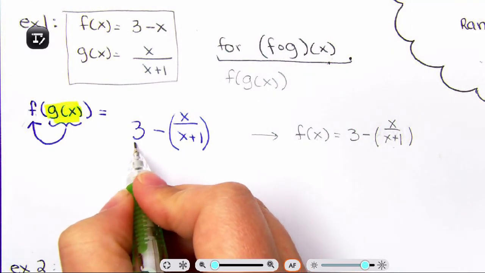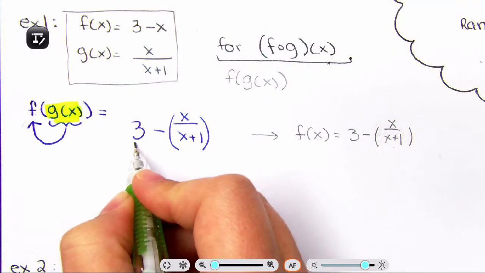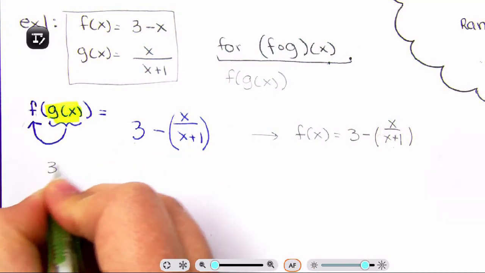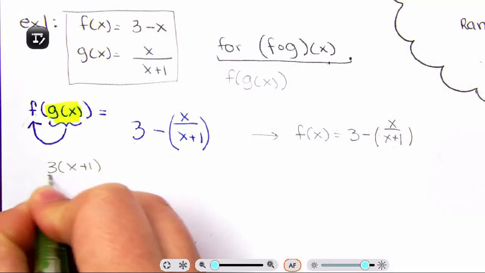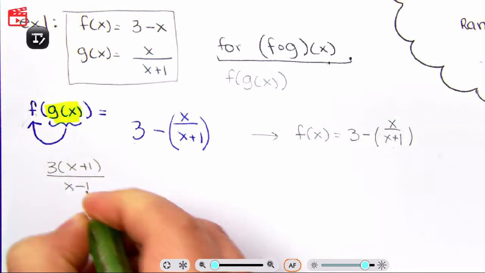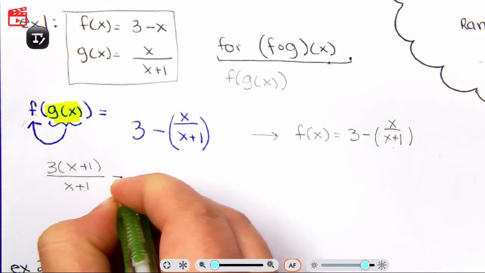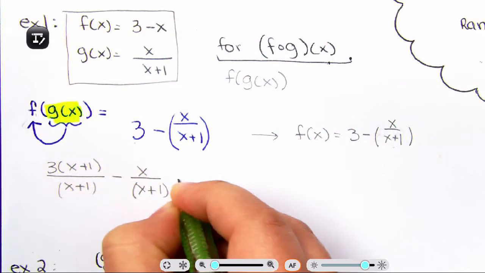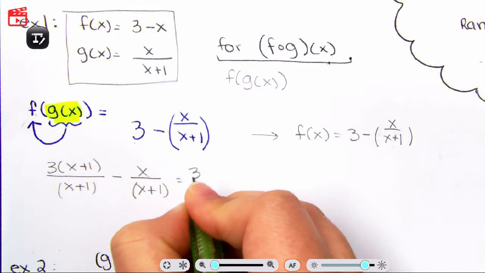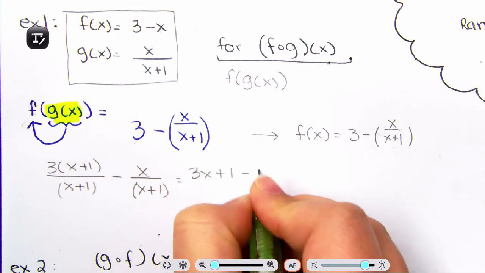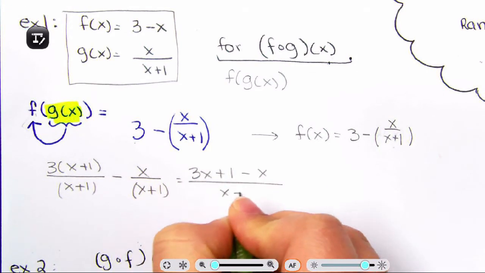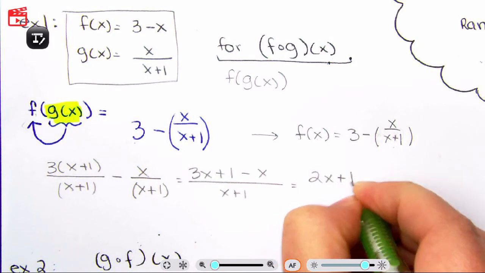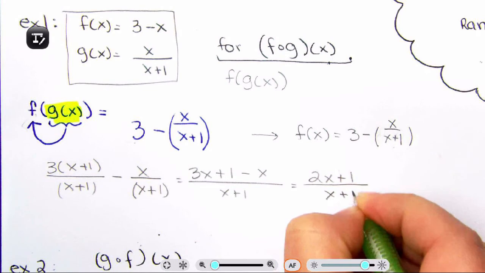The only thing I can think of is combining like terms, and in order to do that, we need to make this into a fraction. So I'm going to say I have 3 times x plus 1, and I have x plus 1 on the denominator, minus x over x plus 1. Now that I have common denominators, I can go ahead and subtract these. So I'm going to say 3 times x plus 1 minus x all over x plus 1. And so what do we have here? We have 2x plus 3 all over x plus 1.